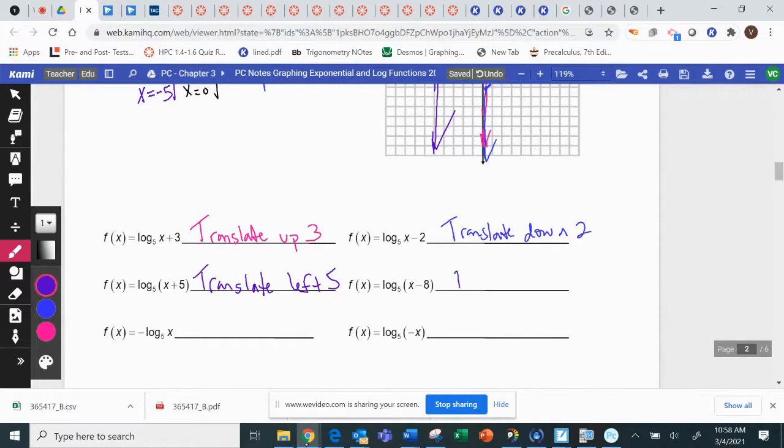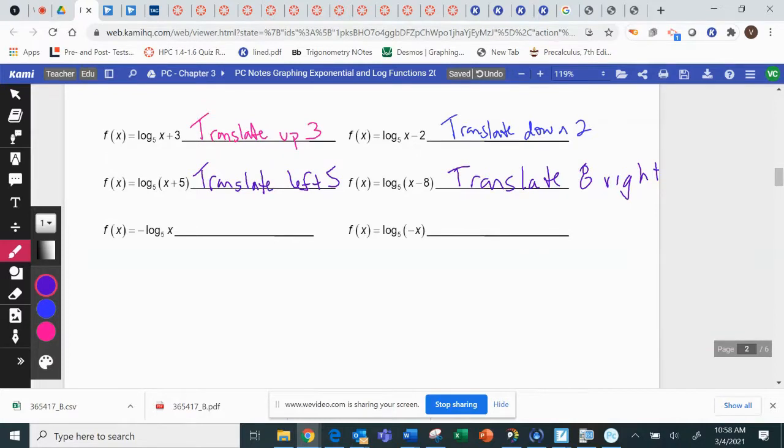Okay, so the next one would be translate 8 to the right. How about negative log base 5 of x? Mark, can you help me with negative log base 5 of x? What would that do? So is this a horizontal or a vertical reflection? It is vertical.